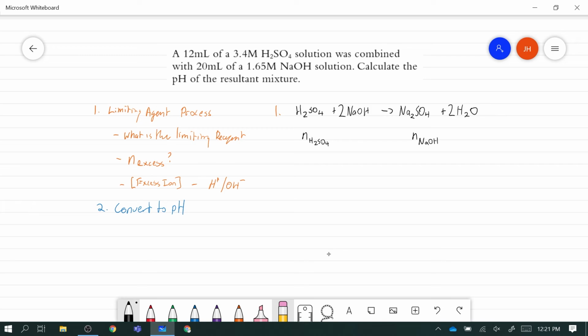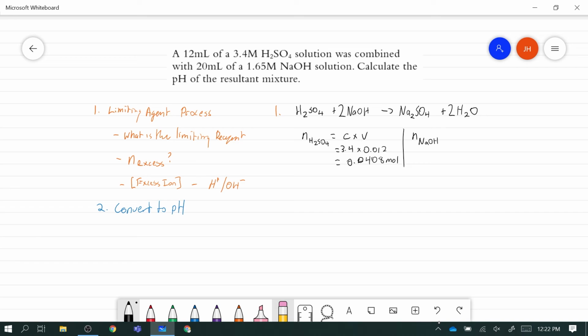So the number of moles of sulfuric acid is going to be equal to CV, the concentration of the acid at the beginning times the volume of the acid. That's these values up here. So 3.4 times 0.012, and that is equal to 0.0408 moles of sulfuric acid present to begin with.